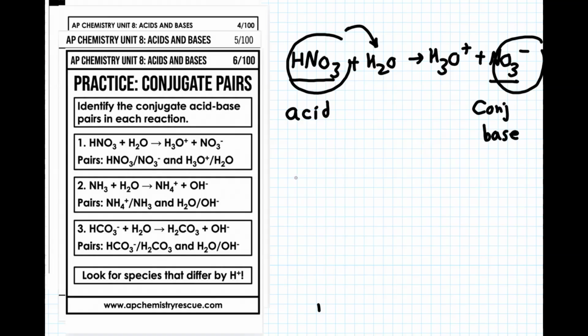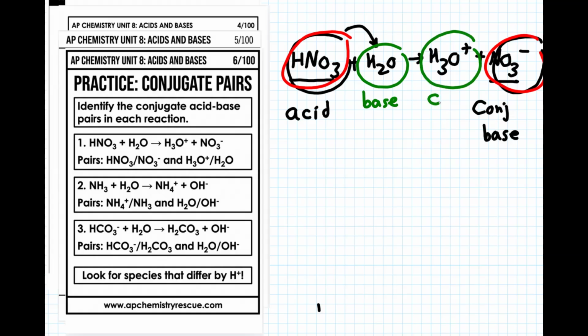Pair number 2, H3O plus and H2O. There are two pairs. This is the first pair, and then there is another pair. The second pair is water itself with the H3O plus. So what happens? The water takes a proton. It is a base. It takes a proton from HNO3. And what happens when it takes a proton? It becomes H3O plus. So this is the base, and this is H3O plus. The hydronium ion is the conjugate acid of this base.